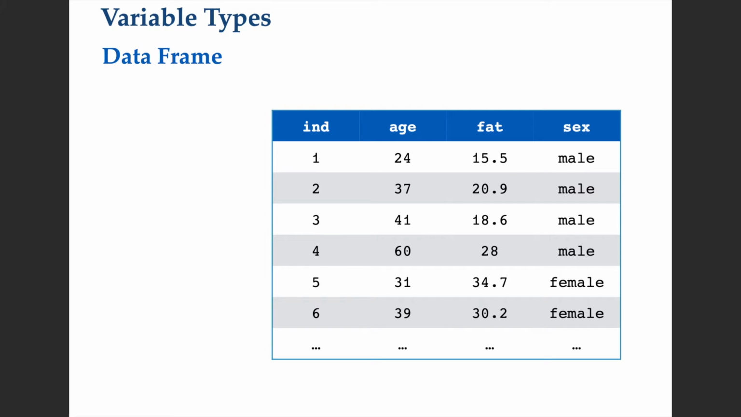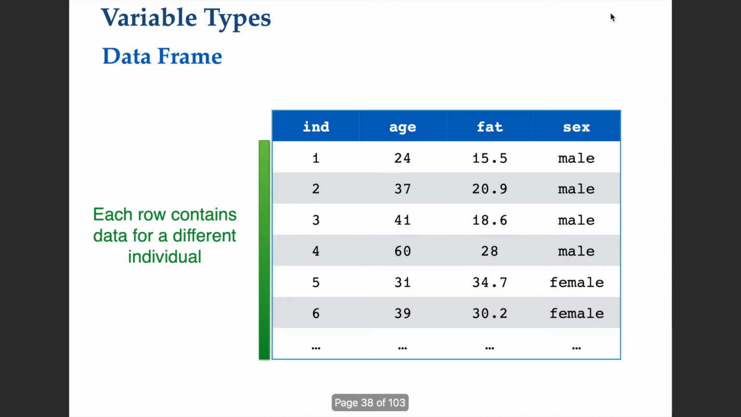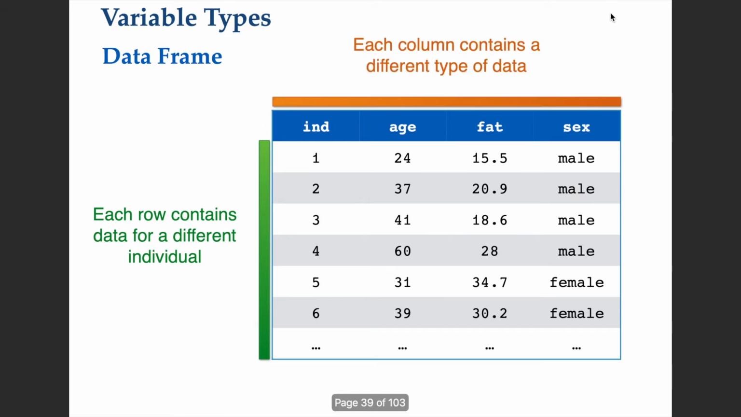So it's a data frame. We have one column that's just an identifier for each individual, another column that has that individual's age, another column has each individual's fat percentage, and then the last column has each individual's sex. So here, each individual is a row. The data for each individual is a row, and then the different data types are the columns. So each row contains data for a different individual, and each column contains a different type of data.